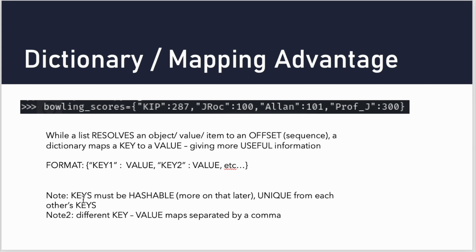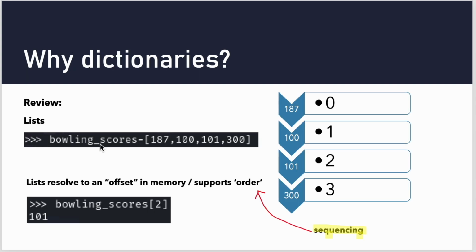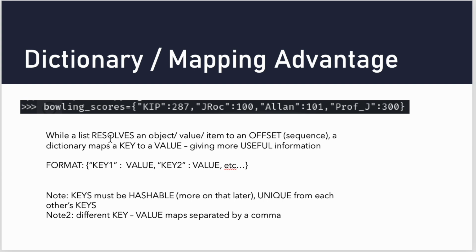But anyways, while this list resolves an object or item to an offset, now keep in mind, a list could be anything. It could be an object, it could be another list, it could be a tuple, it could be a dictionary in and of itself, or it just could be a human readable name. So that's what I mean by this. But it's saying that while a list resolves an item to an offset or a sequence, a dictionary maps or resolves a key to a value, giving us more useful information.